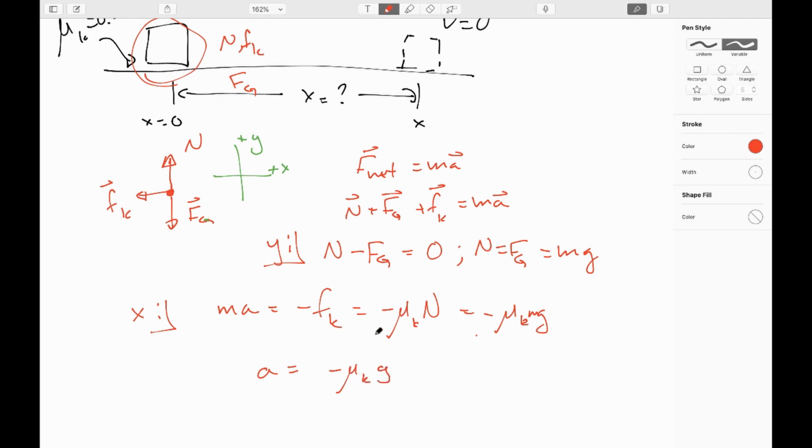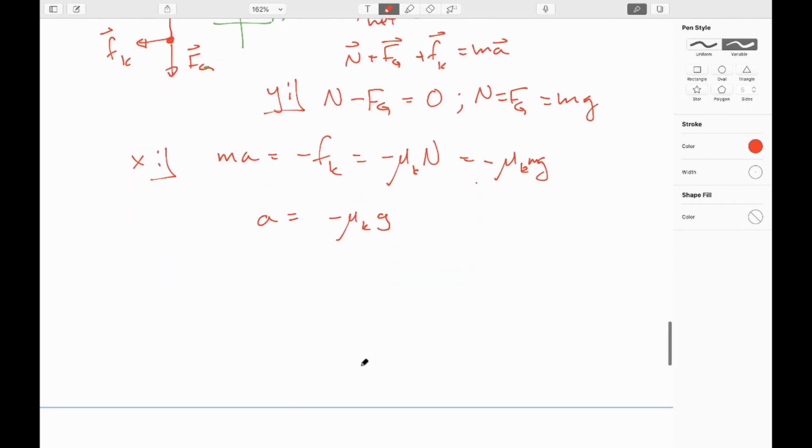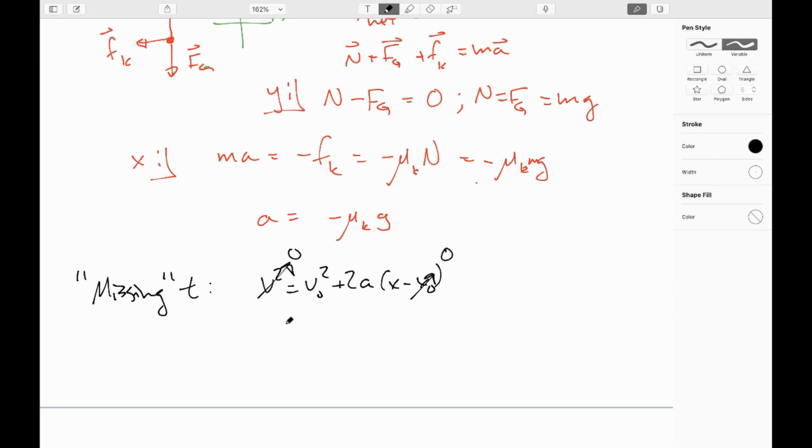Now from there, we can look at this and say, oh, hey, this is a missing t situation, so we can do kinematics on it. So we can say v squared equals v naught squared plus 2a times x minus x naught. Our final v is 0, our initial x is 0. So we get that x will be equal to minus v naught squared over 2a, but our a was minus mu k g, and we can cancel those.